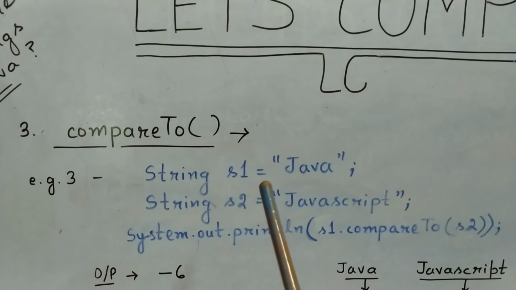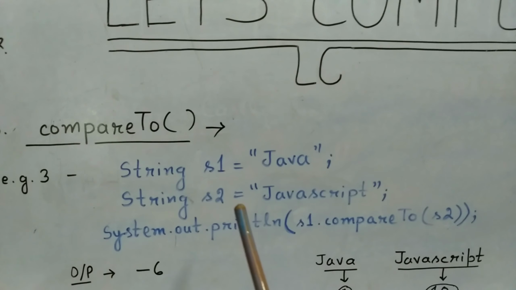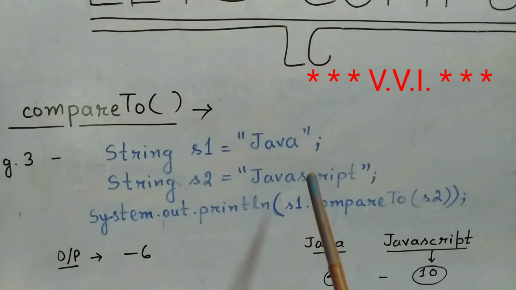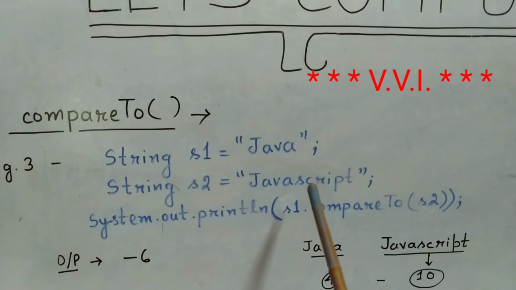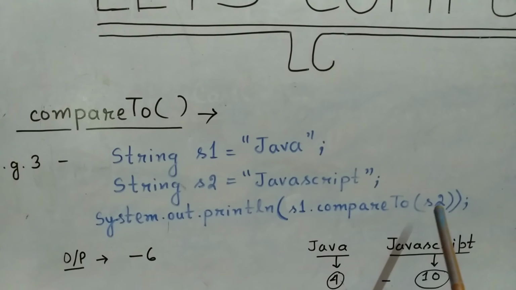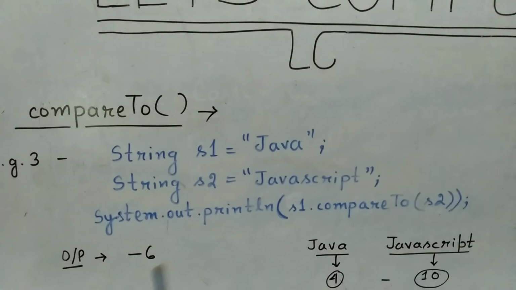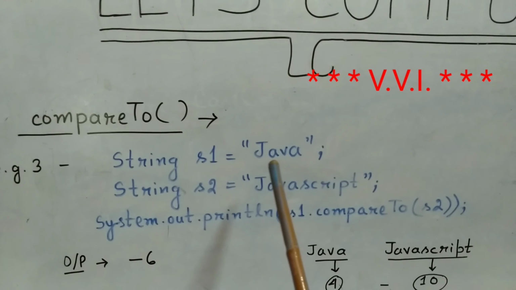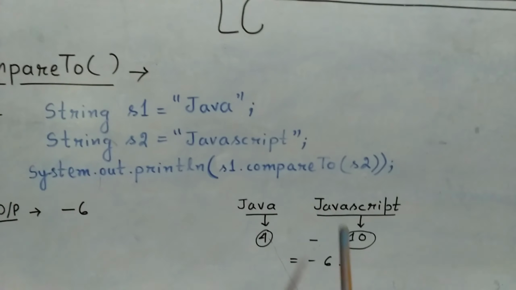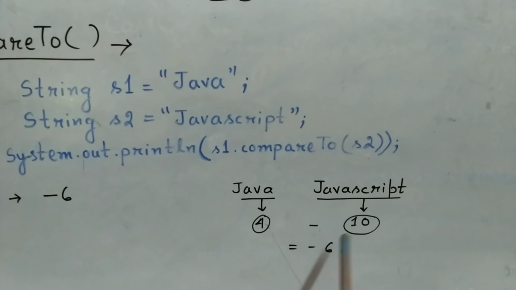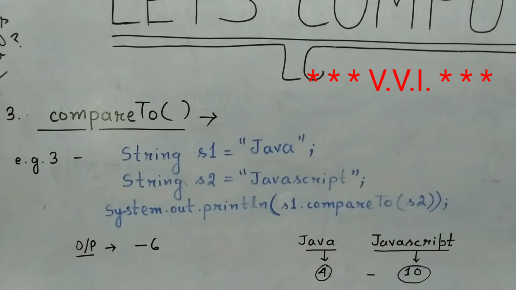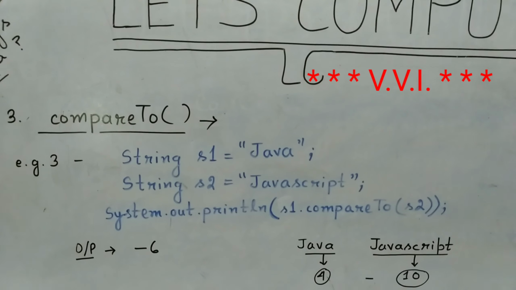Okay. String s1 equals "Java", String s2 equals "JavaScript". Now, it is pretty clear that two uneven strings, uneven in the order of length, are being compared here. s1.compareTo(s2) has returned -6 as output. How? Actually, the length of the first string Java is 4 and the length of the second string JavaScript is 10. Hence, 4 minus 10 equals -6. Well, this example deserves a like, so go to the like button and show your support.